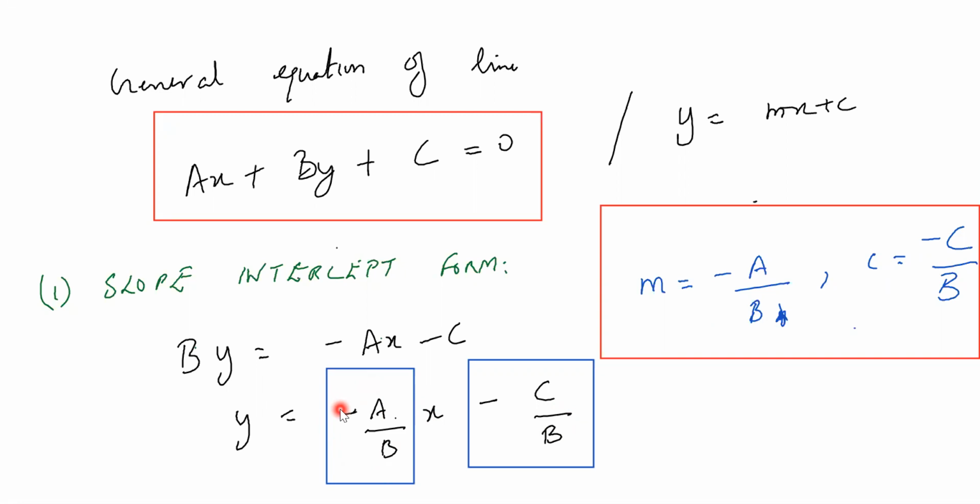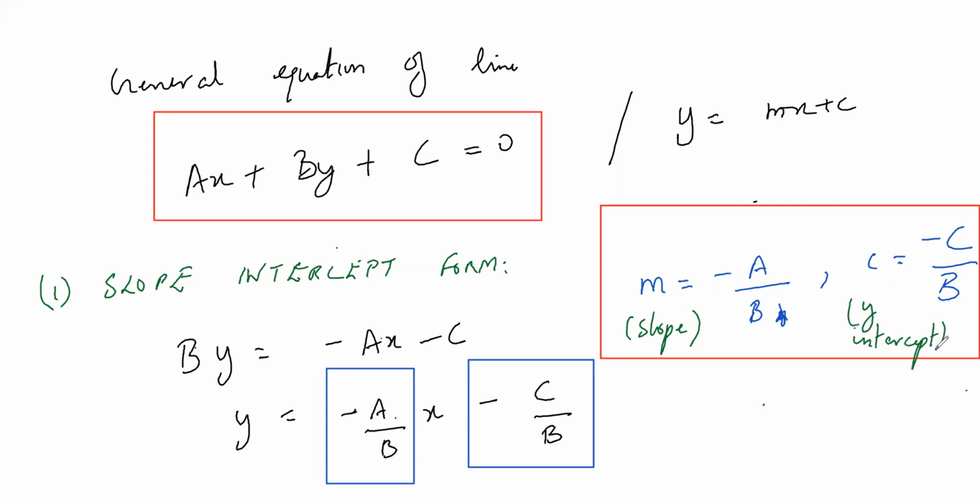So what is the slope here? Minus a by b, and this constant is my y-intercept respectively. So with this, m is my slope and this is my y-intercept.